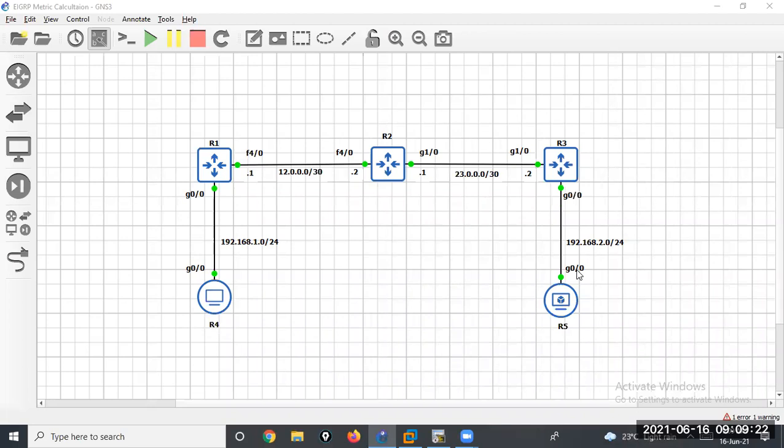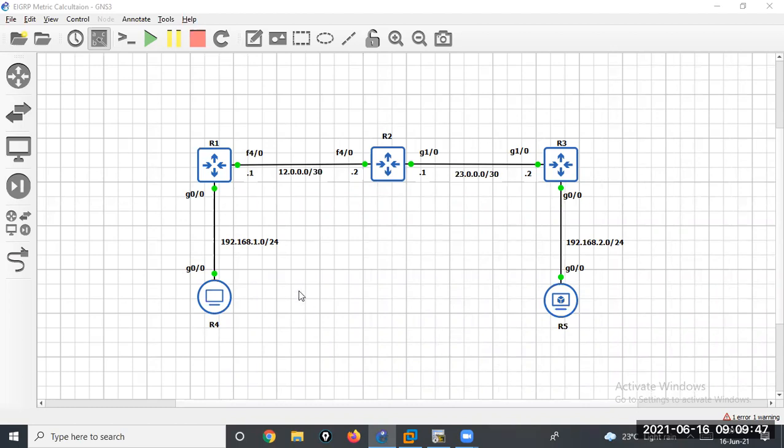Today's topic is how EIGRP calculates the composite metric. So now I will show you; first, let me configure these routers. Here I have three routers: router 1, router 2, router 3, and two end devices, router 4 and router 5. R4 and R5 are also routers, but I will make them act as PCs, computers and devices. Now I will show you how to make a router a PC.